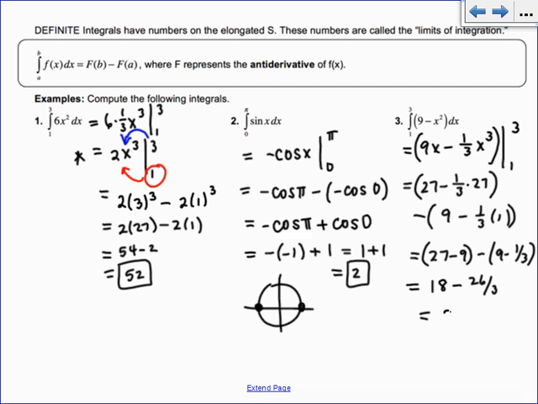So let's see, what is this, 54 over 3 minus 26 over 3. So 28 over 3. Yeah, my mental math is struggling right now. So 28 over 3 is our answer.